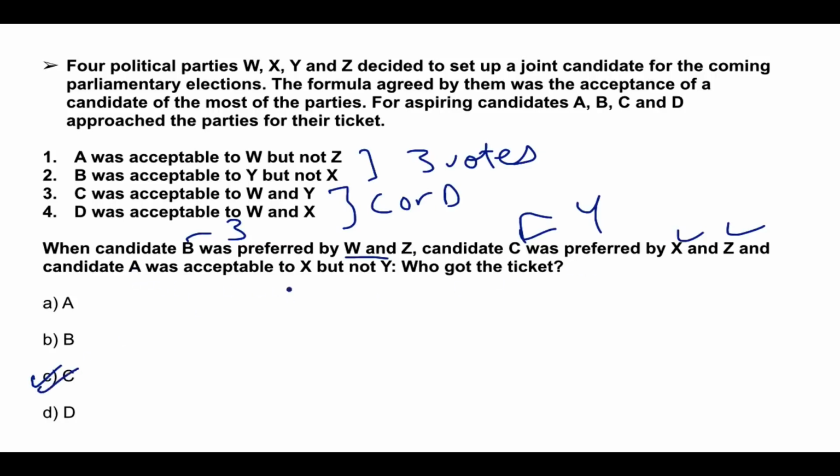And anyway, A was acceptable to X but not Y. A is also not acceptable to Z, so A is getting only 2 votes. Since B is getting 3 votes, A is getting 2 votes, and C is getting 4 votes. And finally, we do not know about D, so D is not at all clear, so answer is C.